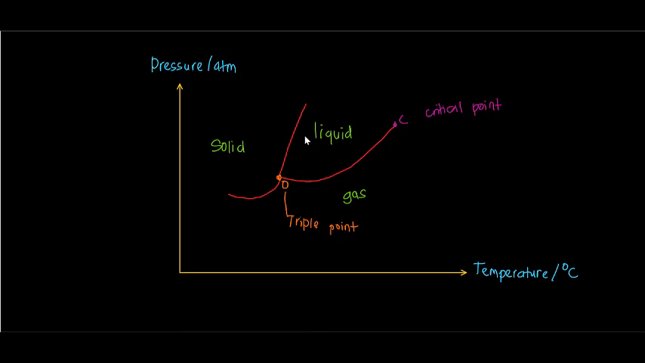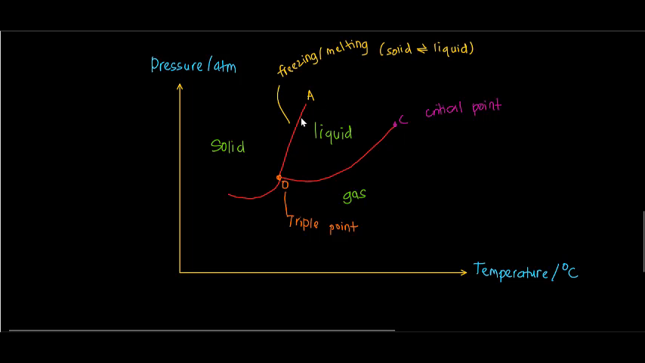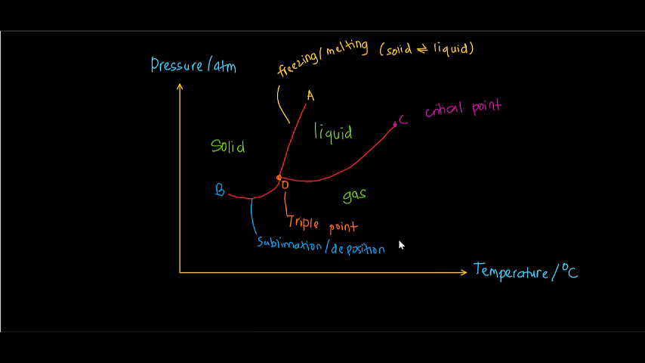What actually is this line separating the solid and liquid areas in the diagram? Let's label it as A. So the OA line is a freezing or melting line. On this line, solid and liquid exist in equilibrium. Let's label the curve that separates solid and gas as B. This OB curve is the sublimation or deposition curve. On this curve, solid and gas are in equilibrium.